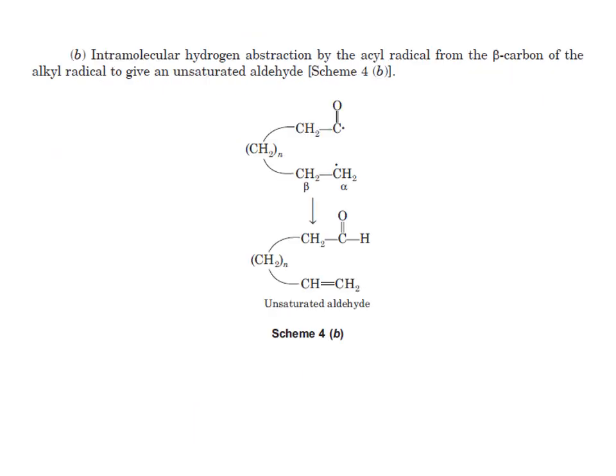The second process is the intramolecular hydrogen abstraction by the acyl radical from the beta carbon of the alkyl radical to give an unsaturated aldehyde molecule, as shown in scheme B. So this is the acyl alkyl radical, and this is the alpha carbon and the beta carbon. Here this acyl radical can abstract the hydrogen from this beta carbon to produce the aldehyde, and it can produce an alkene. So this is an unsaturated aldehyde produced in process B.